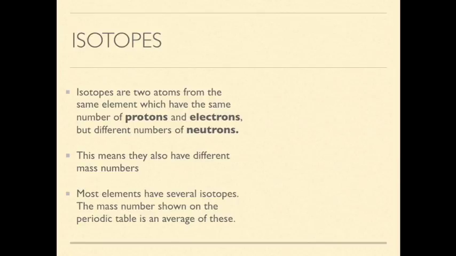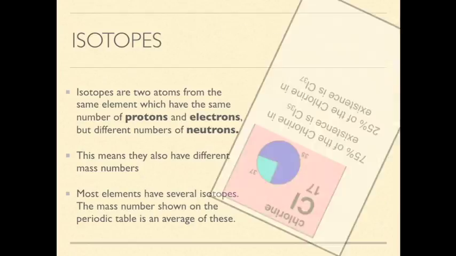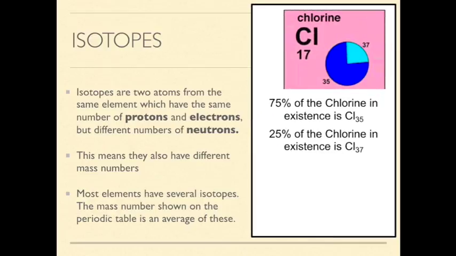So isotopes are two atoms from the same element which have the same number of protons and electrons but a different number of neutrons. That means they also have different mass numbers. It's really important that you know that. Most elements have several isotopes and the mass number is shown on the periodic table as an average of these. So, for example, here's our chlorine. In existence, 75% of chlorine in the world is chlorine 35. Only 25% of chlorine is chlorine 37, but it's still that quarter is still there.